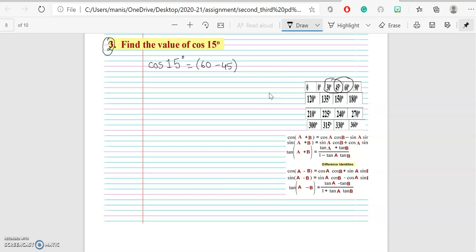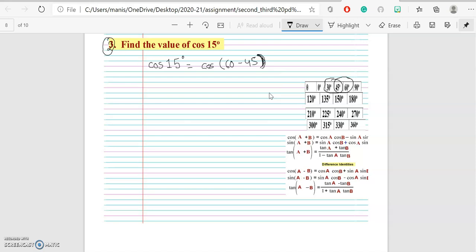Once I'm having this step, I want to know which formula I can use. Again, okay, I made an error over here, so let me erase it. I have to write over here cosine of 60 minus 45.